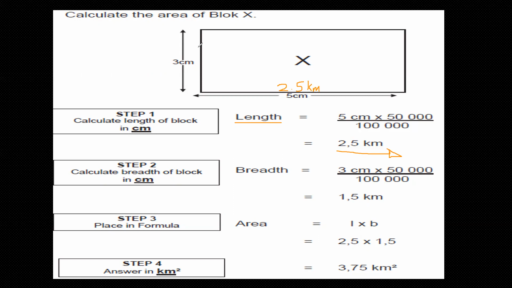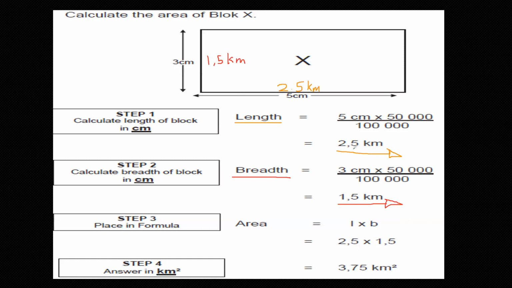Now that we have the length, we need to know what the breadth is. So again, we need to measure this block on our map, and that will give us an answer of 3 centimeters. But it is not 3 centimeters in real life. We need to put it into our distance formula to see how far it would be in reality. So we put the 3 centimeters times your scale of your map, all over 100,000, and that gives you an answer of 1,5 kilometers. So your breadth is 1,5 kilometers in real life.